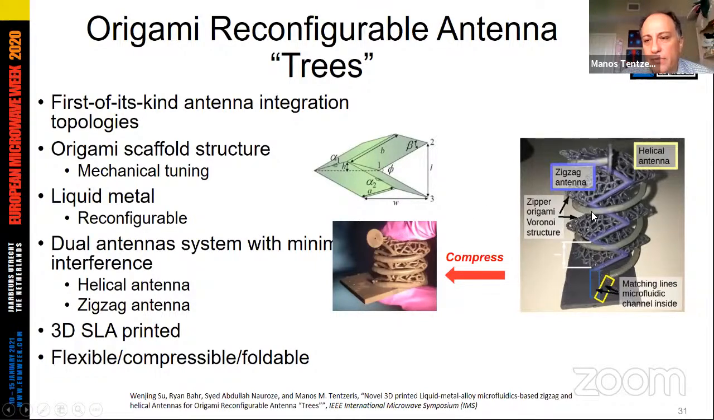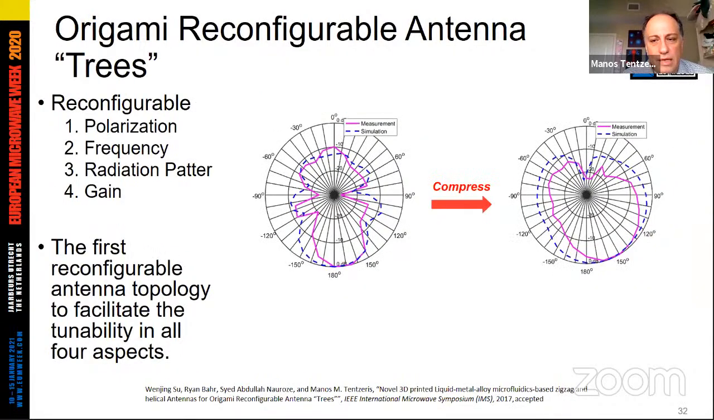And you may integrate multiple 3D antennas quite effectively here. The whole idea is utilizing the origami Voronoi structures for scaffolding. You can very effectively have mechanical tuning, controlling your tuning range and also your compression properties. And those are some examples of the different properties for polarization, frequency, and so on.